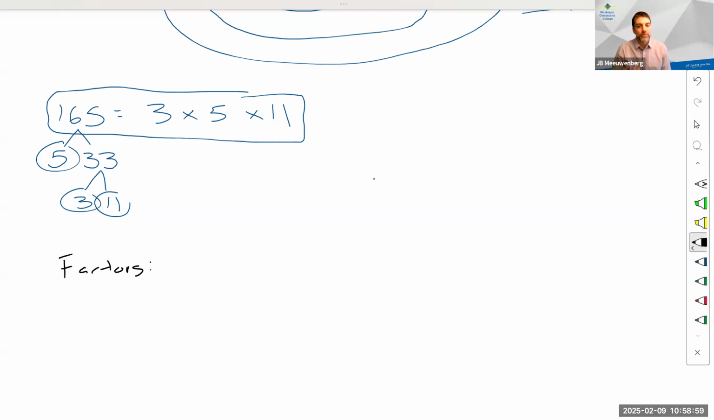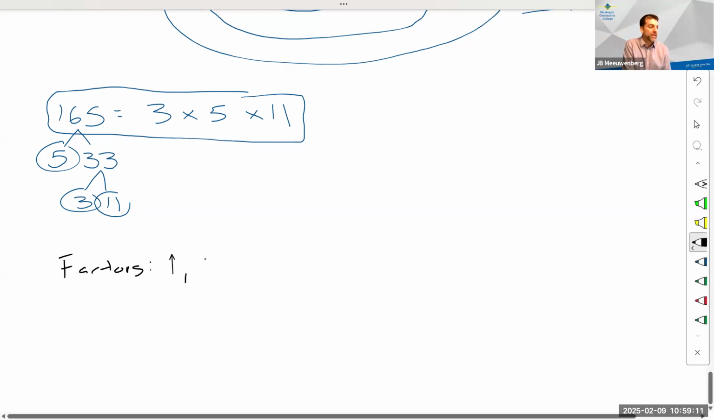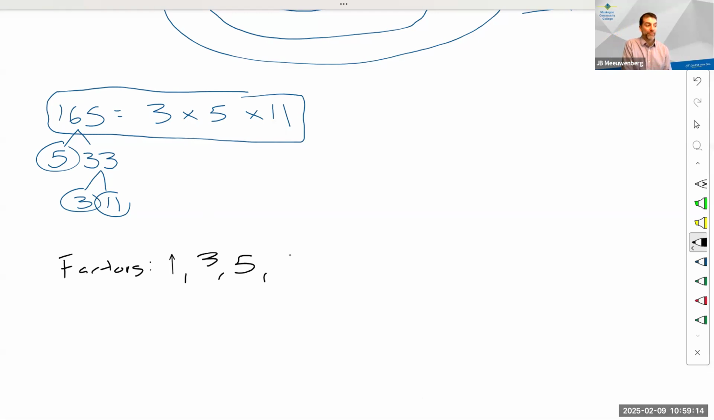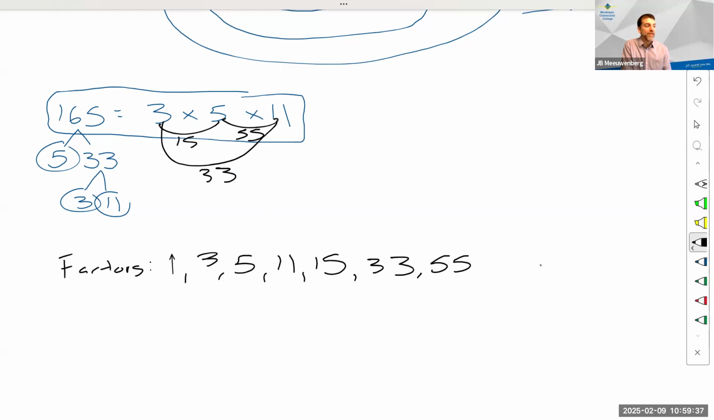So if you think about how we did the previous problem, we know that each of the numbers in the prime factorization are, of course, factors. So we have 1, and then we have 3 and 5 and 11. But then we also have to consider the products of these different combinations of the prime factorization. 3 times 5 is 15. So that's a factor of 165. 3 times 11 is 33. So that's a factor. And 5 times 11 is 55. So that's a factor. And then we also, of course, have 165.